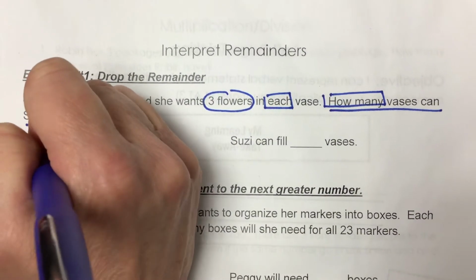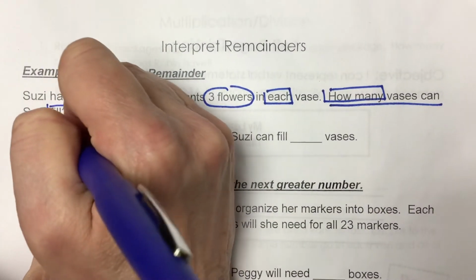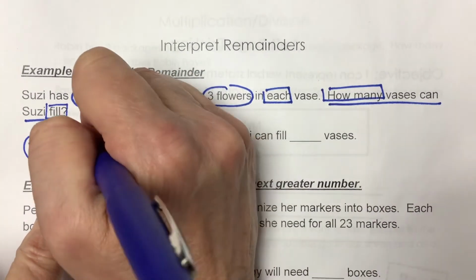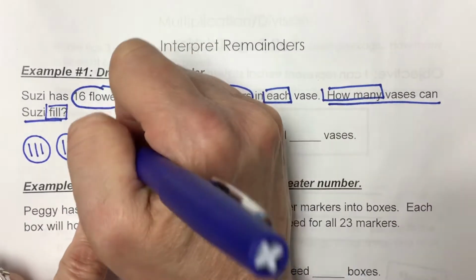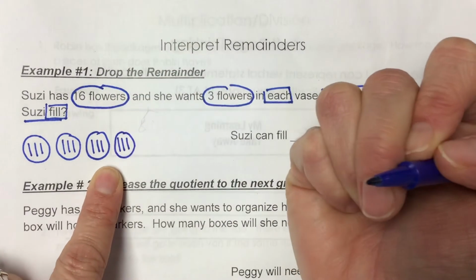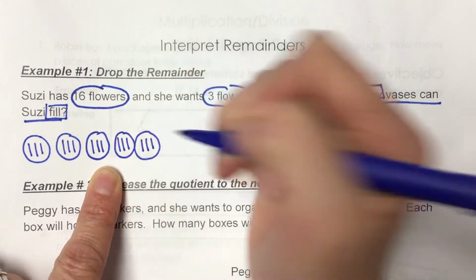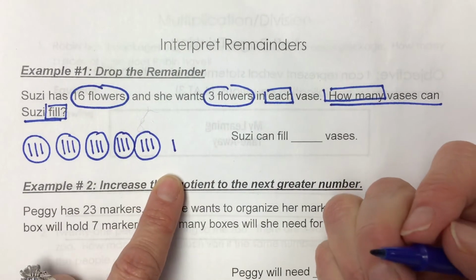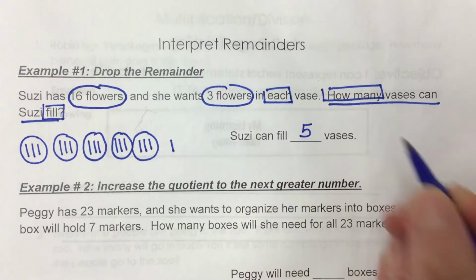If I have my first 3 flowers, that's 1 vase, right? My second 3 flowers are in a second vase. I'm up to 6 flowers now. 7, 8, 9 flowers takes 3 vases, right? 10, 11, 12 flowers takes 4 vases. 13, 14, 15 flowers takes 5 vases, and then I have 1 more flower. How many full vases am I going to have? How many full vases will I have? Avery? 5. So she can fill 5 vases.